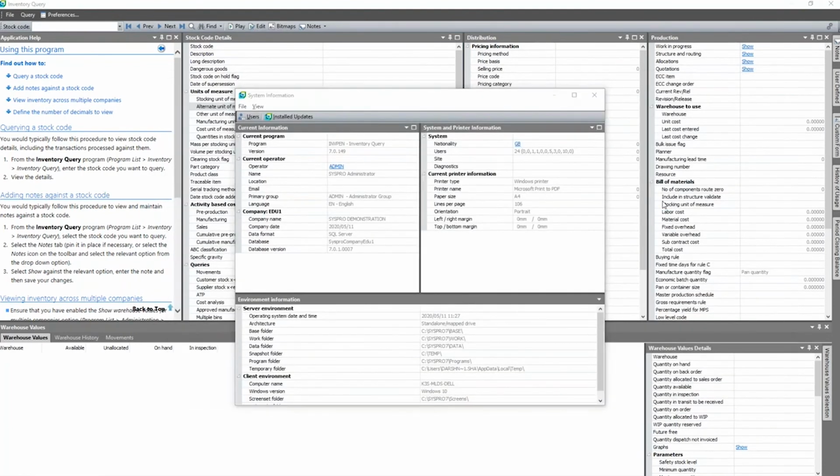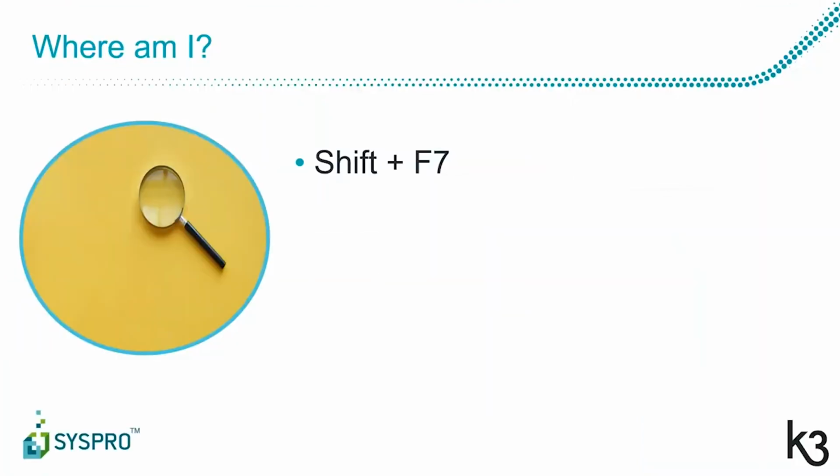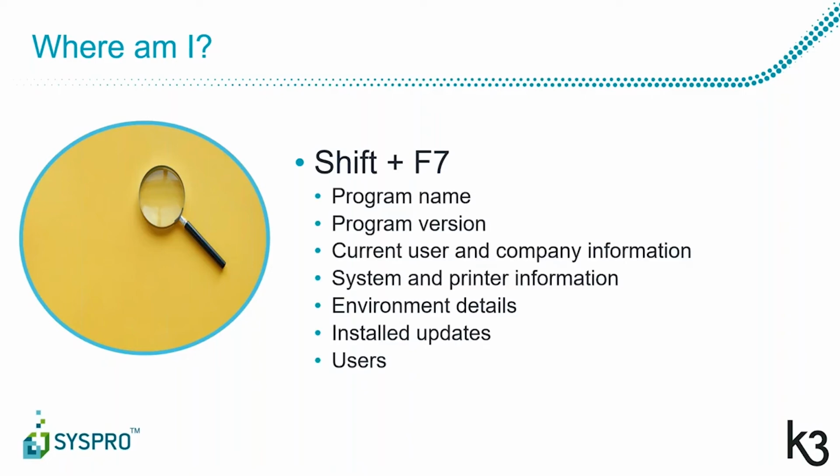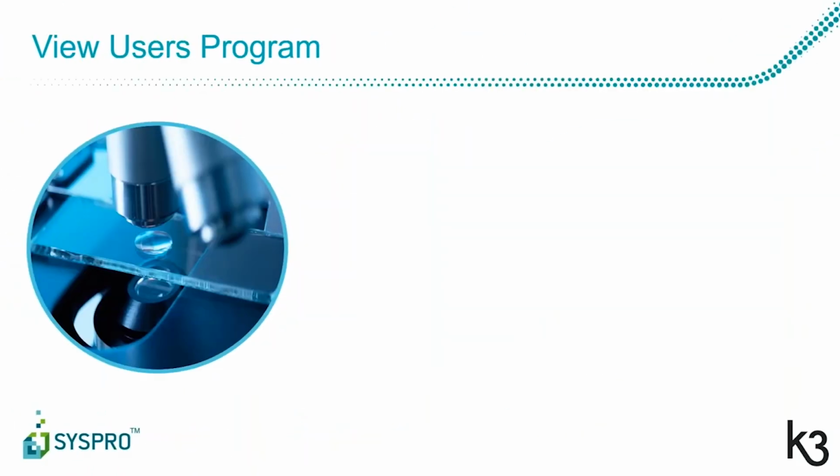So let's jump back. Let's take a look and see what we did. We identified where am I by using Shift F7, and from there we have a rich set of information available, from program versions all the way through to the current user and company, the environment details, as well as the installed updates and details on that, as well as who are the users currently logged in. From there, we dug into the users.